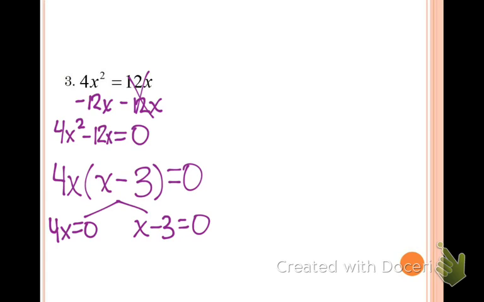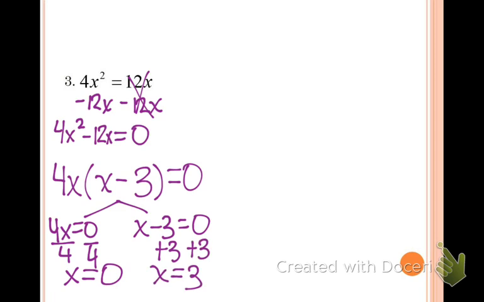I just want to leave x there and get it by itself. Divide by 4. What do we get for x? 0. Somebody new, tell me how to solve the other one. Add 3 to both sides. What do we get for x? It equals 3. Beautiful.